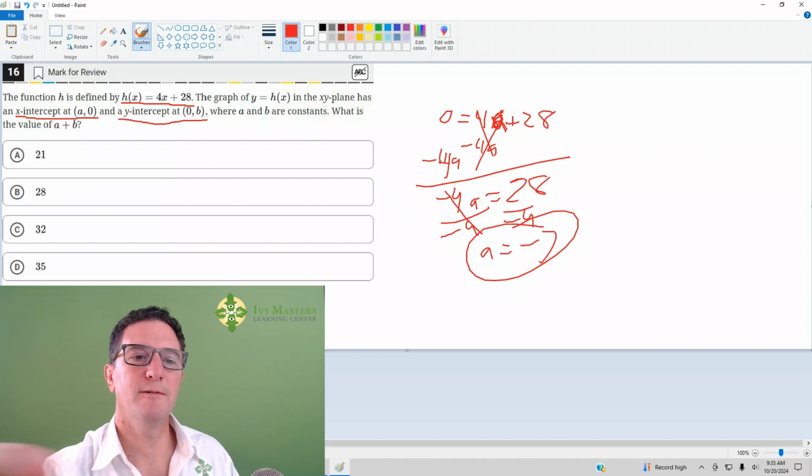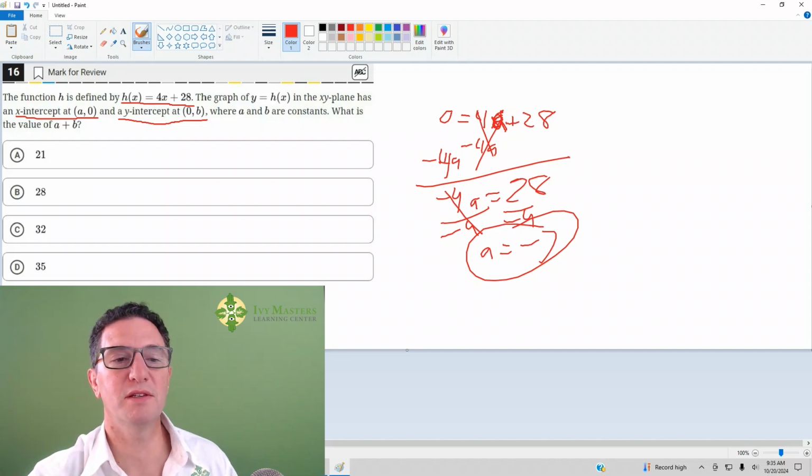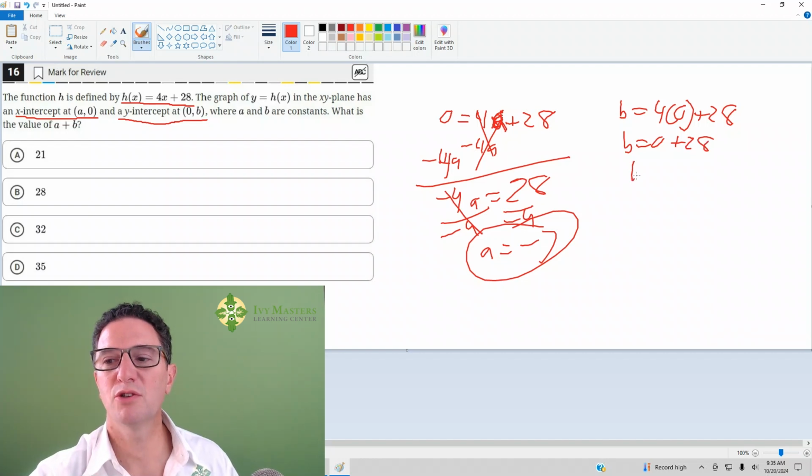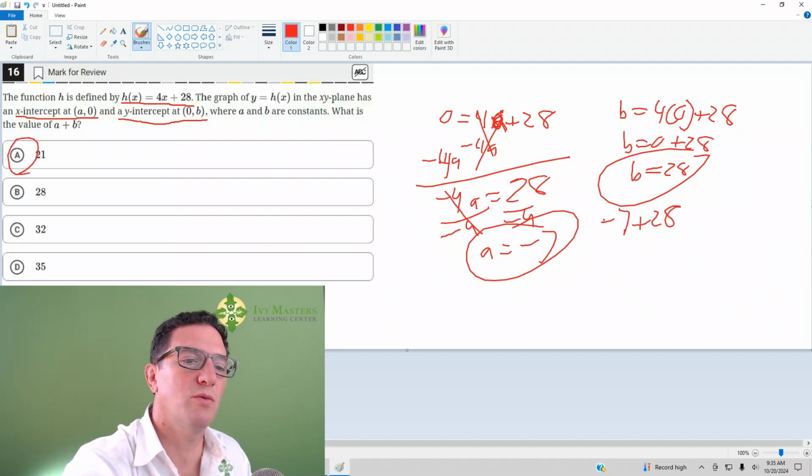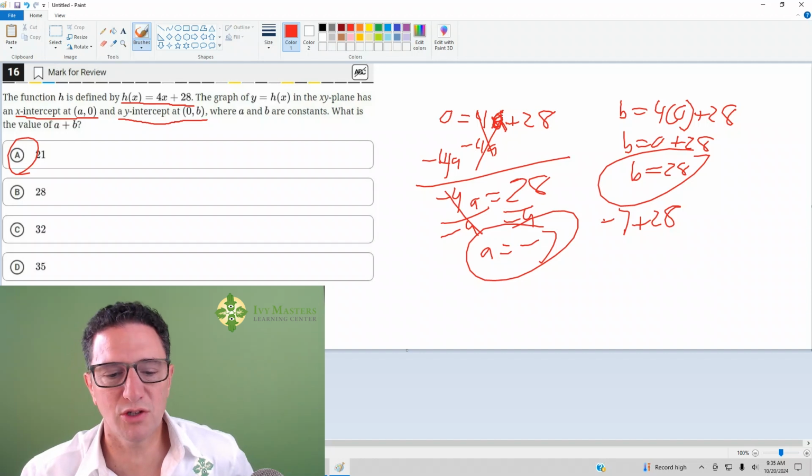What's your b? The y-intercept is (0, b). So now 0 is in place of x, b is in place of y. So b equals 4 times 0 plus 28. b equals 0 plus 28. So b equals 28. And then your a plus b is going to be negative 7 plus 28, which is going to give you 21. But check it out, the Desmos solution is actually easier.